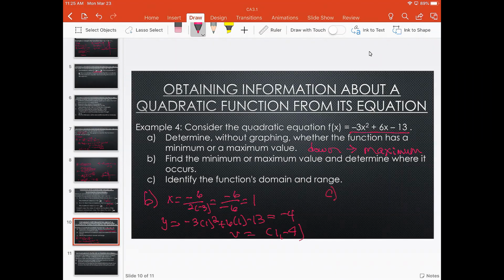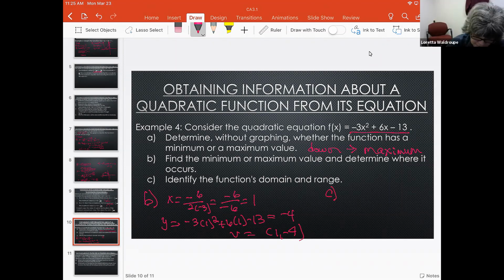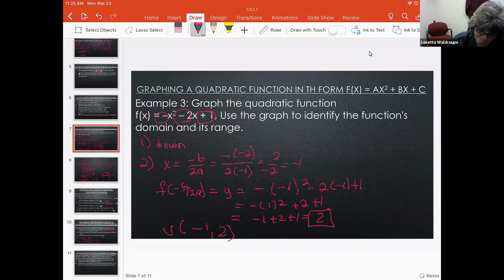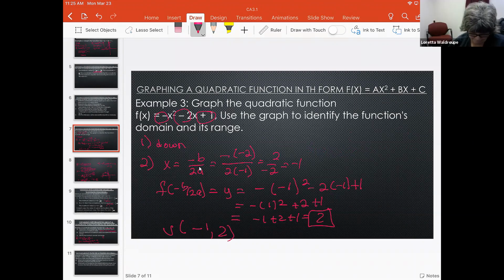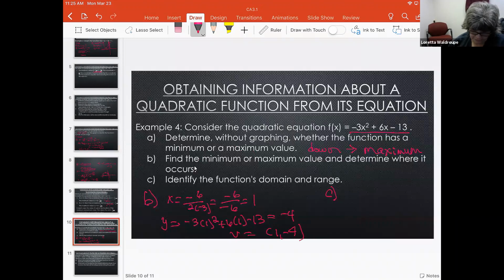Wait, where did you get that? That x equals, using the formula from back here that x is negative b over 2a. Remember what we did back here? Right there? That's what I just did. I did negative b, which is negative 6, over 2 times a, and a is negative 3.